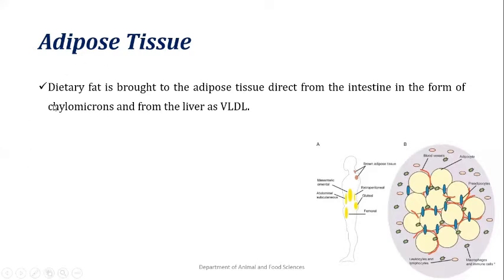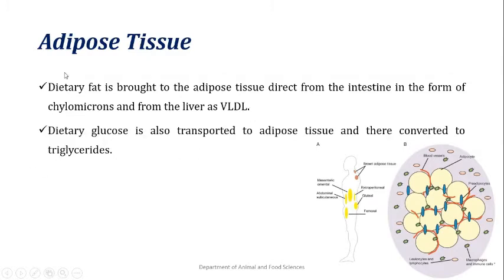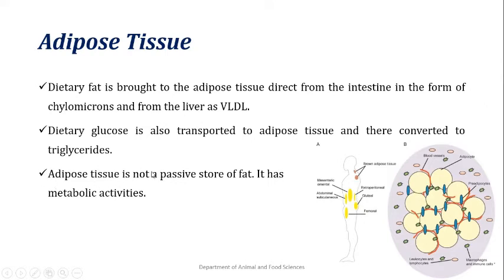Dietary fat is brought to the adipose tissue direct from the intestine in the form of chylomicrons and from the liver as very low density lipoproteins. And also not only fat but also dietary glucose is transported to adipose tissue and converted to triglycerides. Not only fat but also glucose can be stored in adipose tissue by converting it into triglycerides. And it is not a passive store of fat, it has metabolic activities.